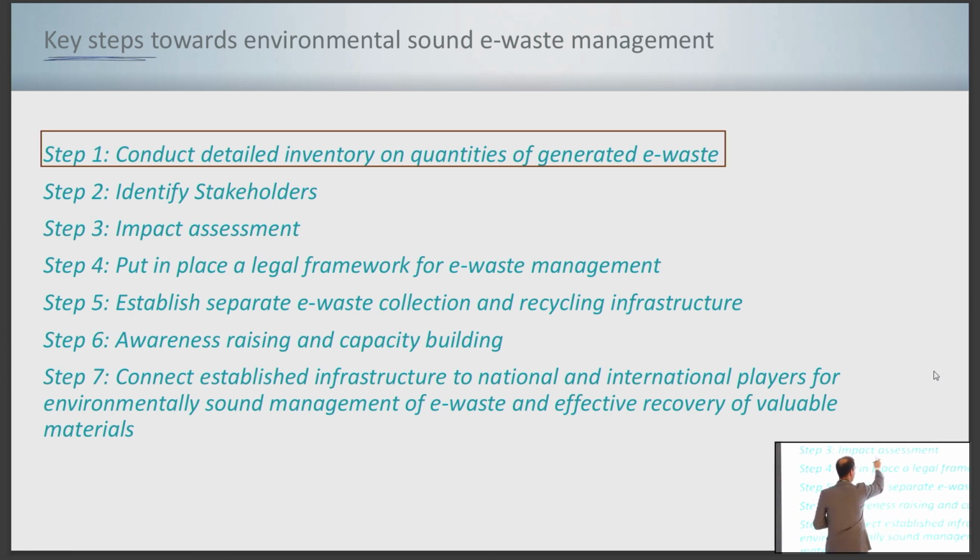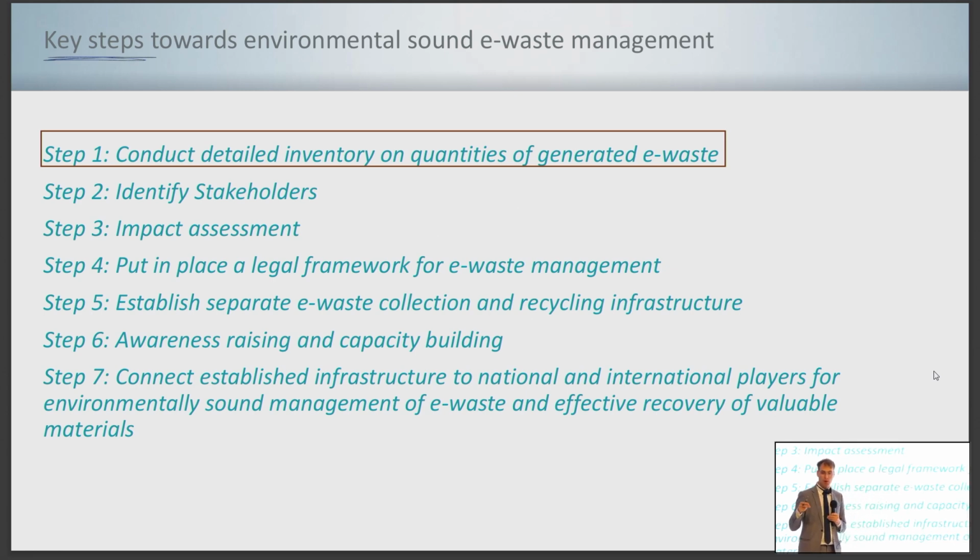The first step is to understand how big your problem is, how much it is going to be, what the facts are that you can build this on. The second step is to understand who your stakeholders are. Who do I need to involve in order to improve the situation? It's not one single entity, it's multiple stakeholders which are needed.